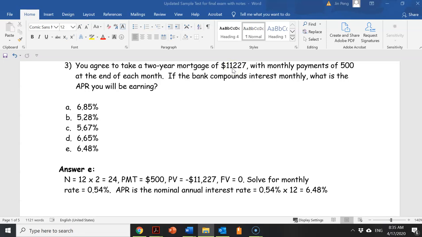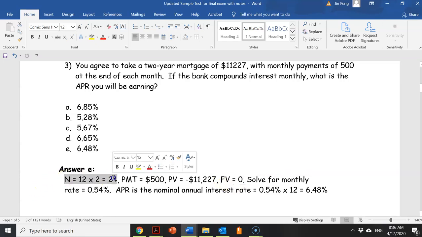Today it's going to be a cash inflow for us, but for the bank it's going to be a cash outflow. So we can input present value as negative 11227. And the monthly payments are our cash outflow, but the bank's cash inflow. So we can input payments as 500, the monthly income for the bank. And we're going to pay back the money in the end, so future value equals 0.